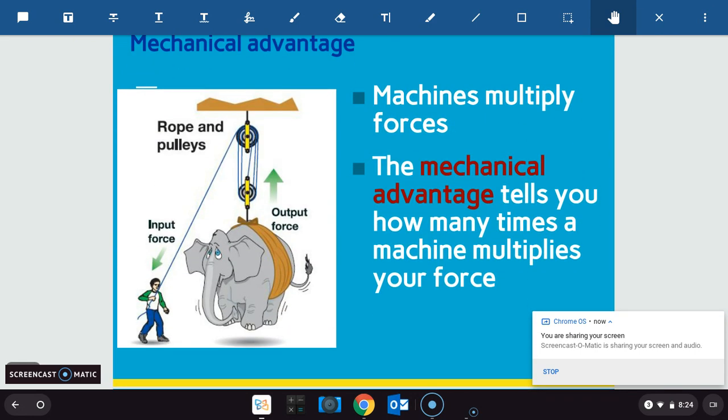The big thing today that I want to talk about in this video is about mechanical advantage. And this is the reason that we use machines. We use machines to multiply our force, to make our force larger so that it is easier for us to lift or move something. What the mechanical advantage tells you is how many times the machine multiplies your force. So if you have a machine that has a mechanical advantage of 4, it in a sense makes you 4 times stronger. You can lift something 4 times as heavy compared to what you would normally be able to lift.